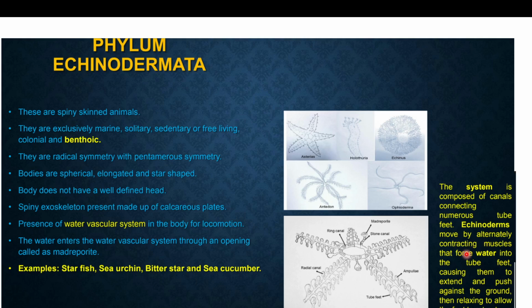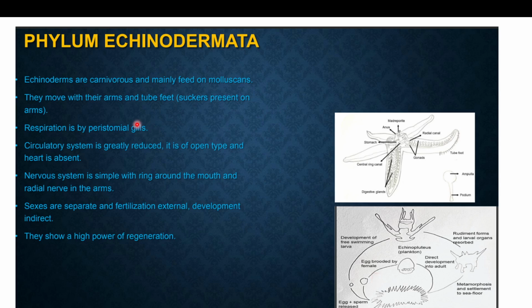Echinoderms move by alternately contracting muscles that force water into the tube feet, causing them to extend and push against the ground, then relaxing to allow the feet to retract. They are carnivorous and mainly feed on mollusks. They move with their arms and tube feet.